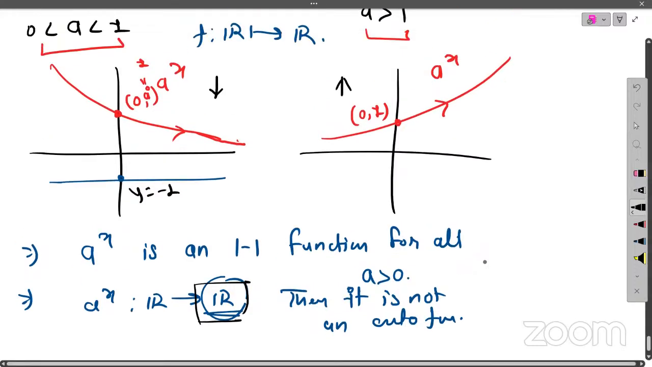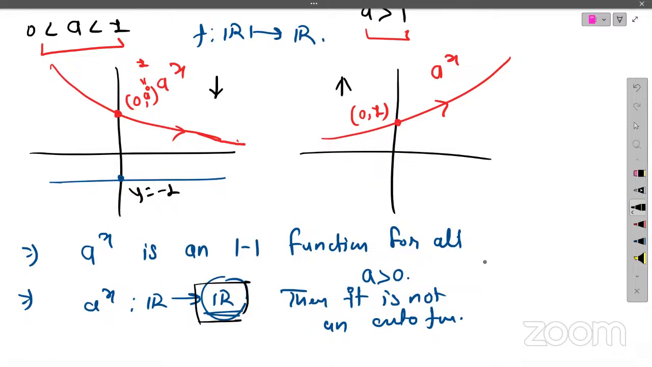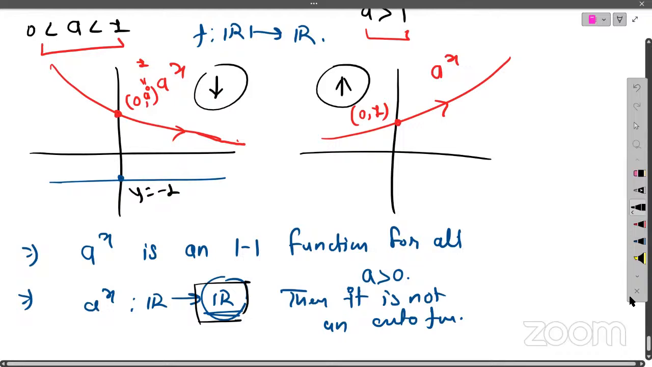So we'll go to that, but first observe some of the properties of e to the power x. The first thing is it will be decreasing in this case, and it will be increasing in this case. Some doubts? No, ma'am, continue.